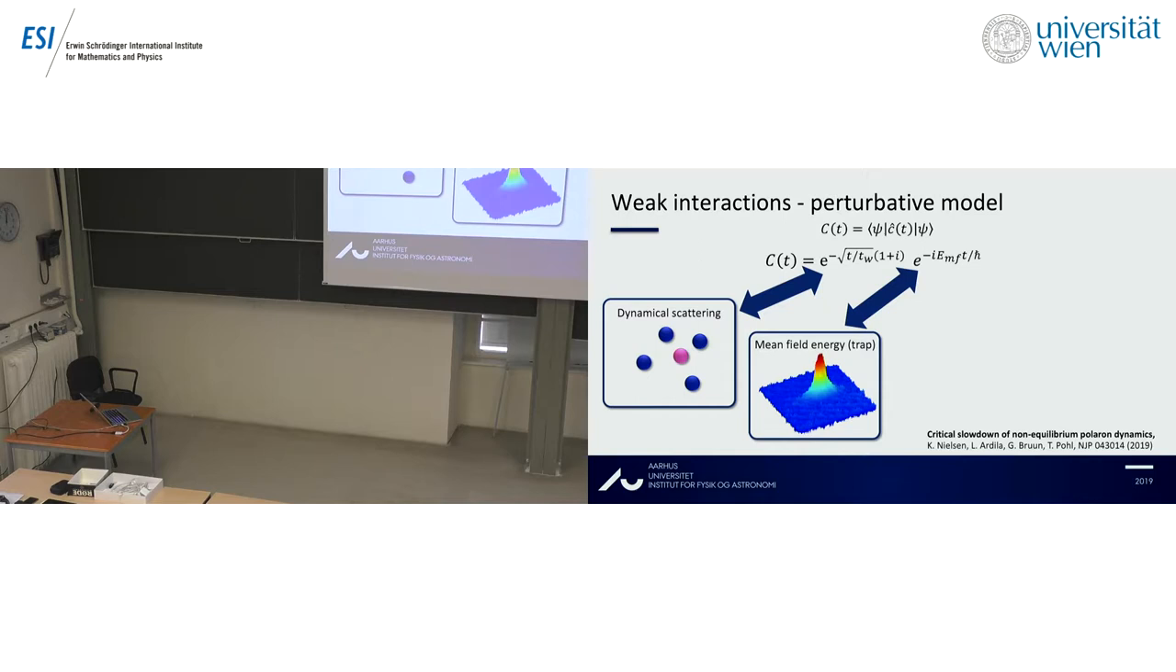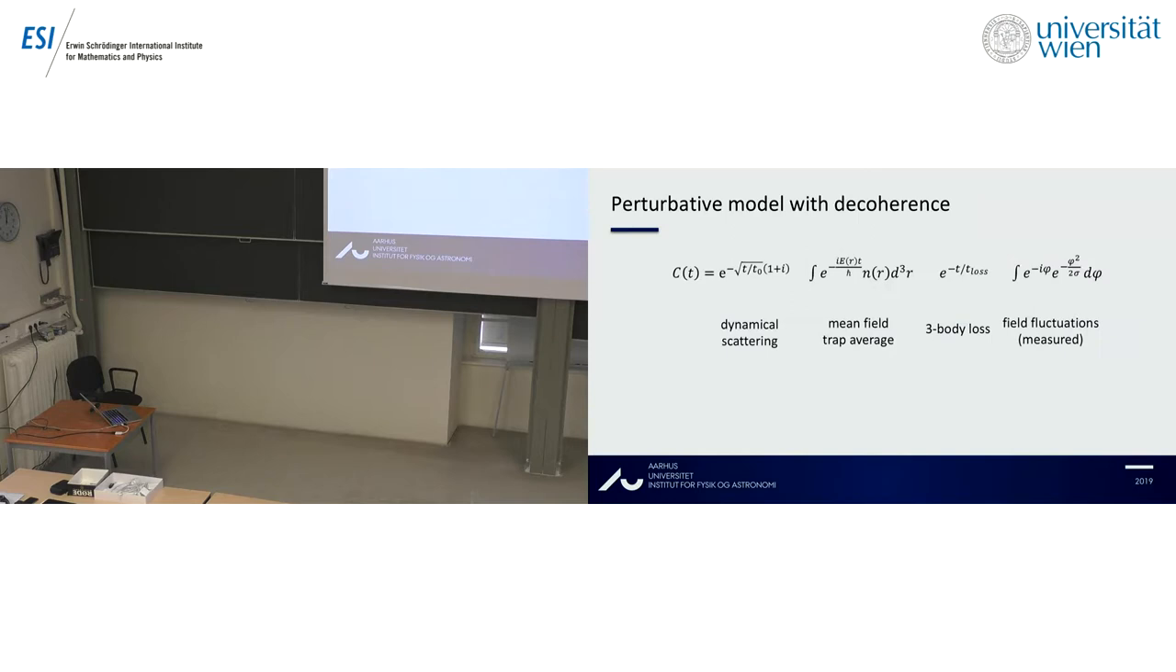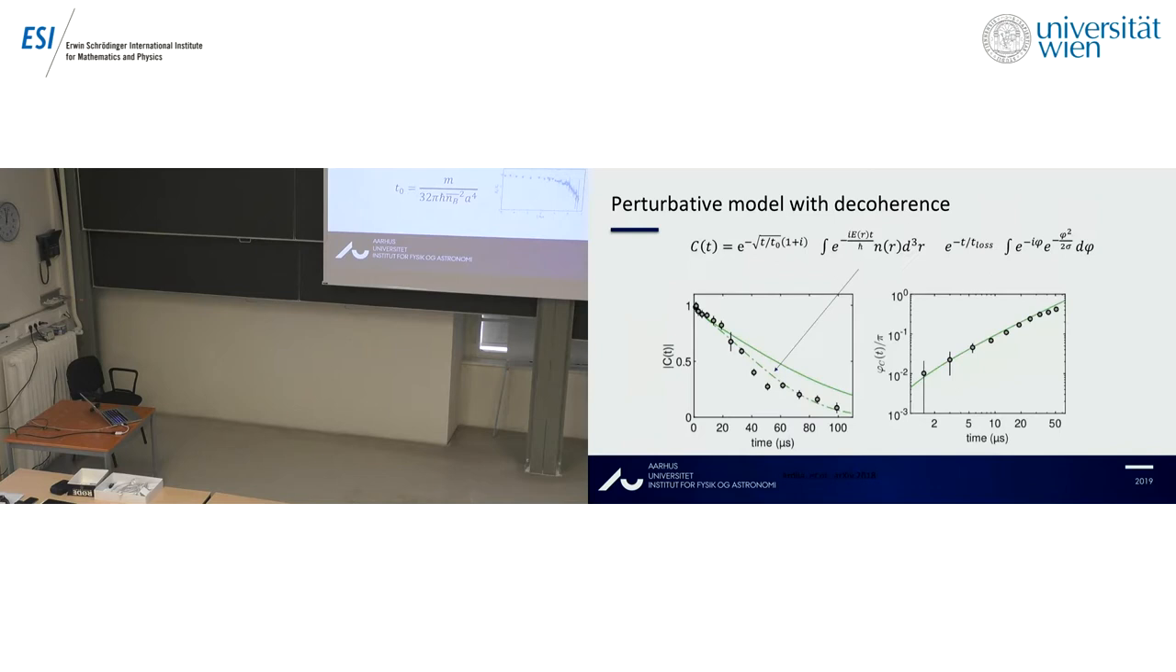Unfortunately, experimentally, this is not the only thing that happens. We also have three-body loss events, and we have magnetic field drifts, which are an inherent part of our experiments. So we combine all these effects into a single theoretical description, which is shown here in terms of the actual dynamical scattering process, which is the timescale we are interested in, the trap average due to mean field effects, three-body loss effects, and field fluctuations. All of these, however, are independently measured and well-known, such that we can actually extract the timescale given here. And that works very nicely.